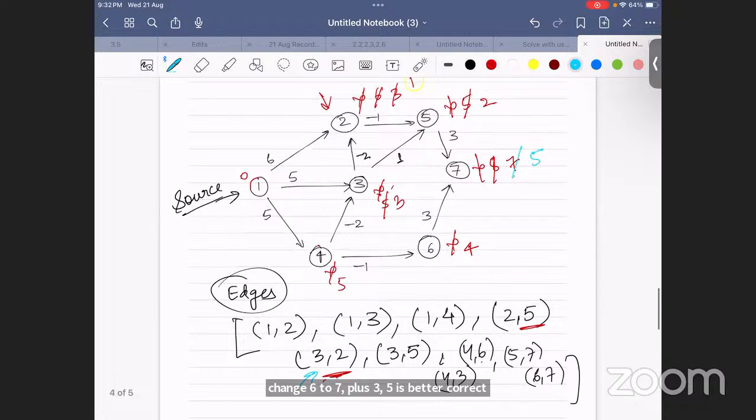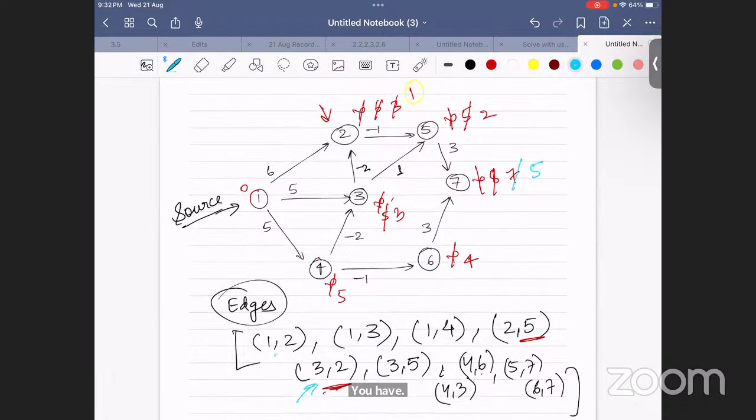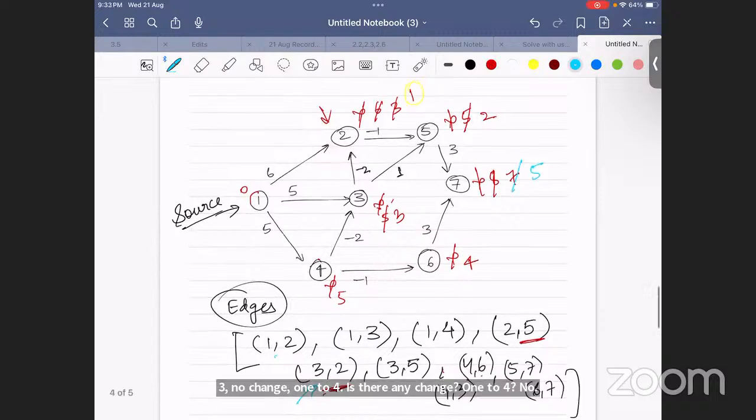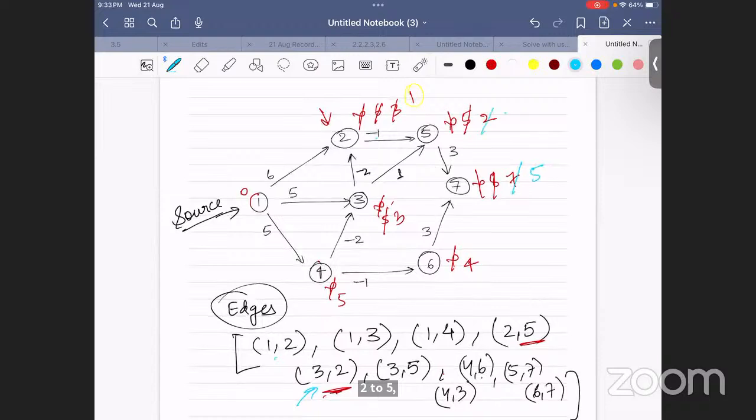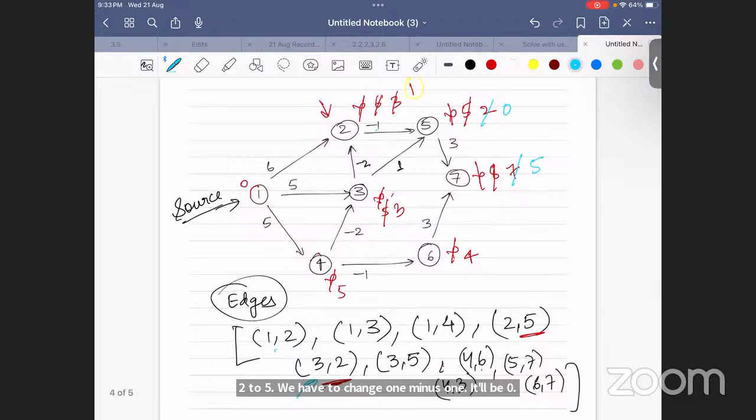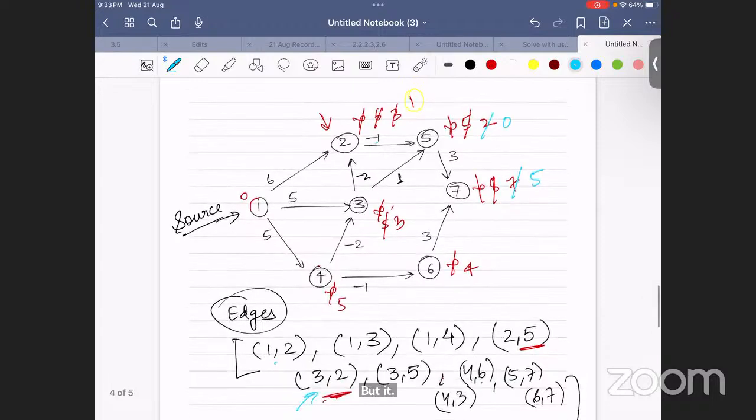Now the next iteration. 1 to 2, no change, right? 1 to 3, no change. 1 to 4, is there any change? No. 2 to 5, is there any change? 2 to 5 we have to change. 1 minus 1, it will be 0, correct? 0. 3 to 2, any changes? No changes, right? Minus 2, no change. 3 to 5, no change. 4 to 3, no change. 4 to 6, no change.